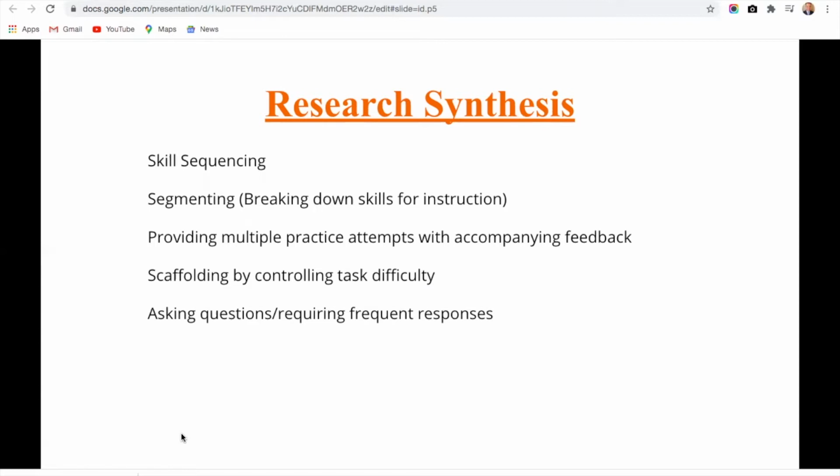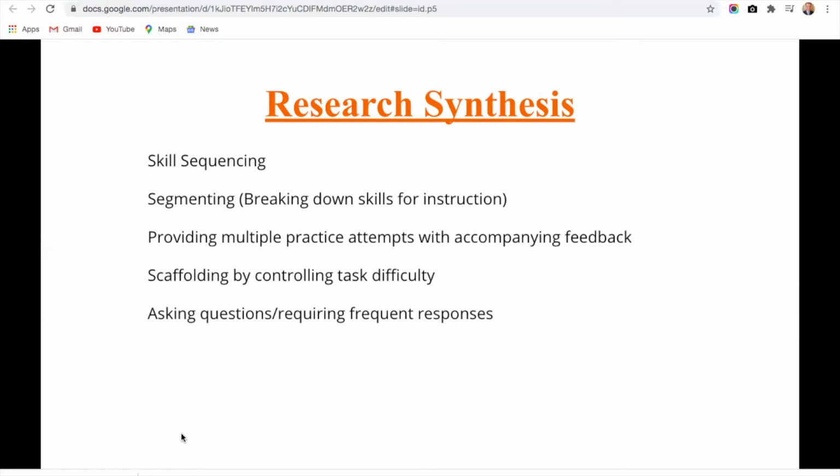And then we provide multiple practice attempts with accompanying feedback. We scaffold by controlling the task difficulty. We ask questions and require frequent responses. And after we ask questions and require lots of responses, we give them the tools to do those responses. We have them writing, talking, listening, rewriting, and thinking about their thinking by going through a system where they check their work, and we really have to plan for that. But beyond that, we also provide them with lots of practice.